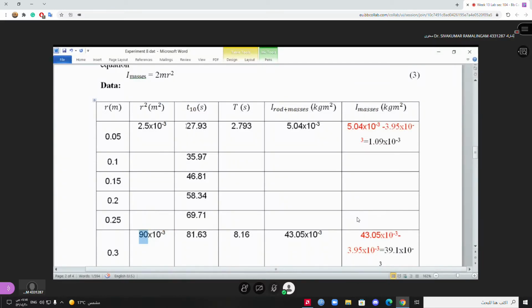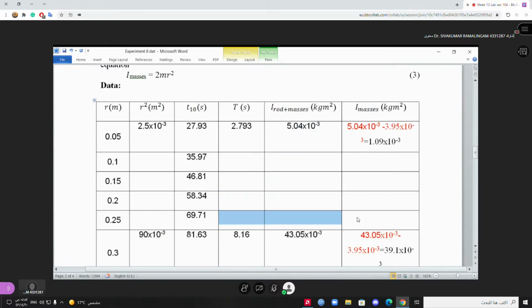And then this is t10. Divide by 10, you will get capital T, 2.793. Substitute this t in the same formula, 0.0255 into 2.792 divided by 2 pi whole square. You will get this answer, right? 5.04 into 10 to the power of minus 3. And you can repeat this for all the rows.